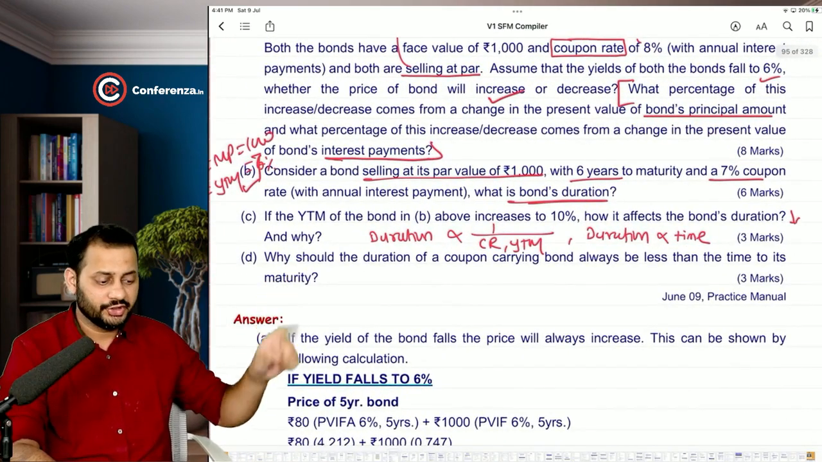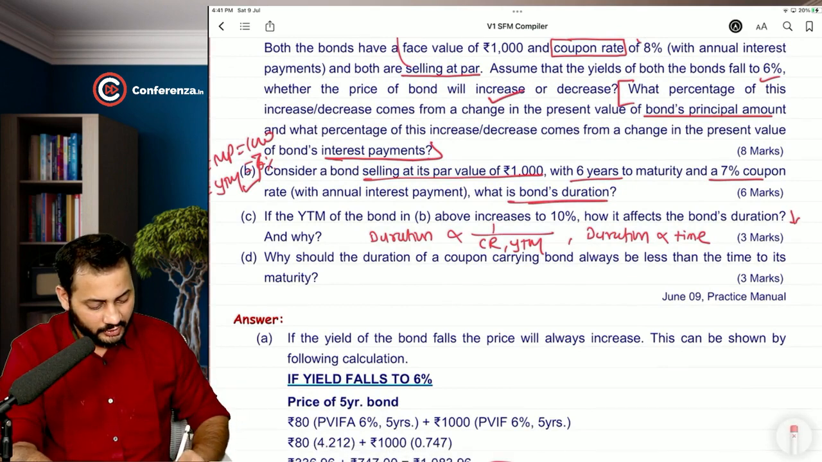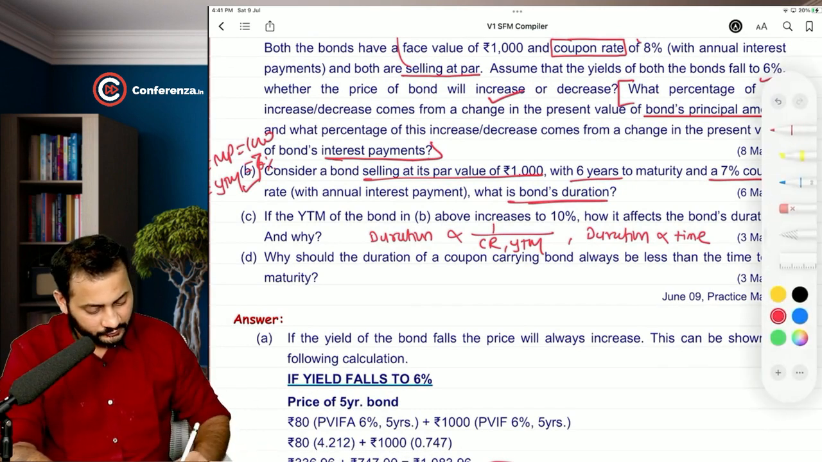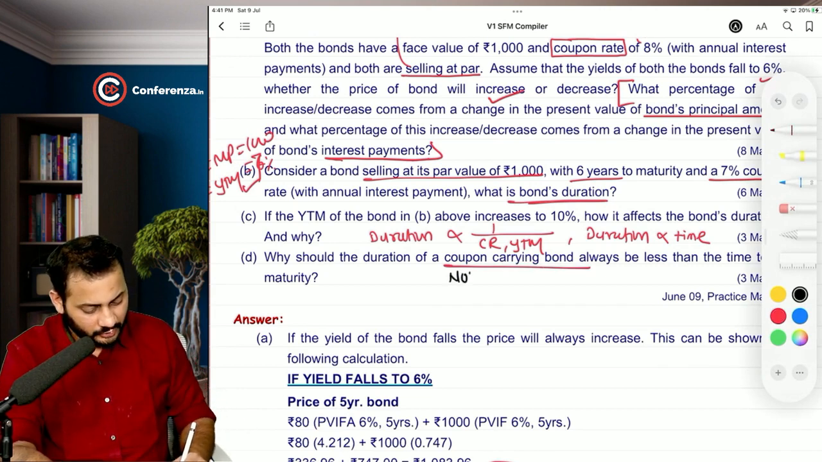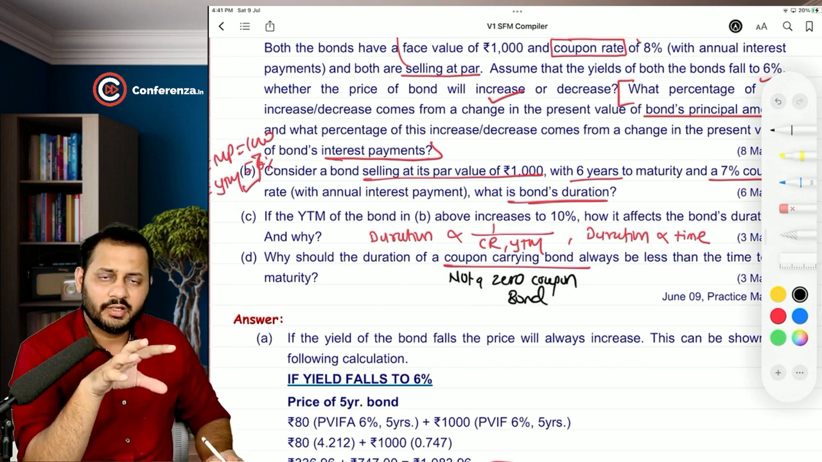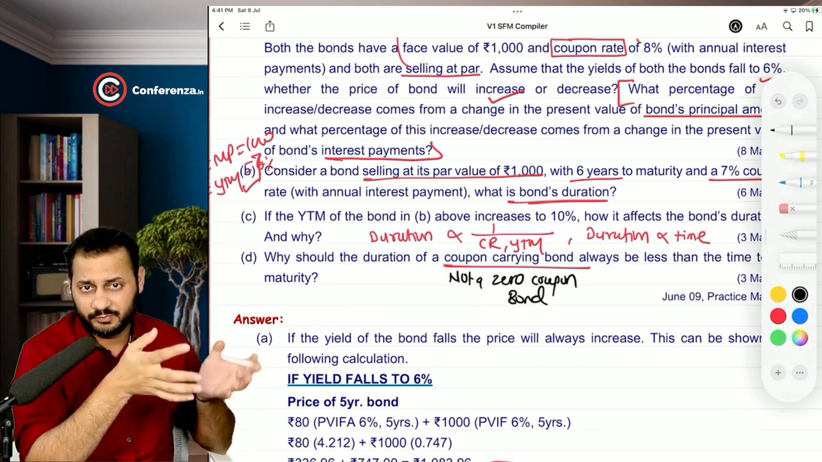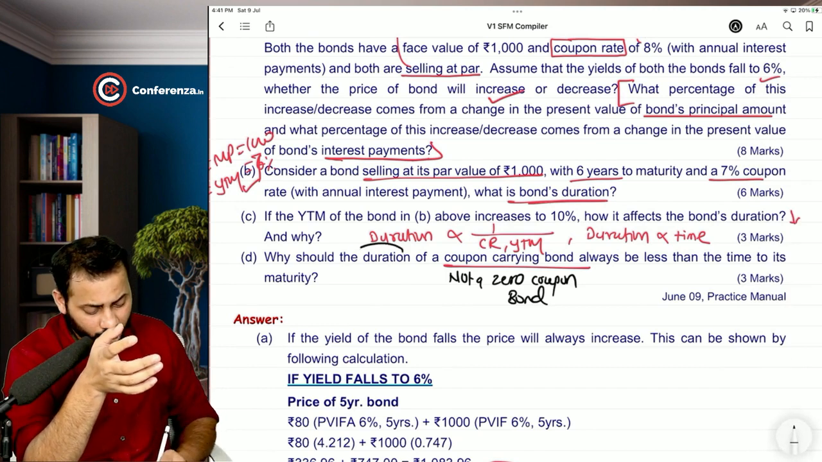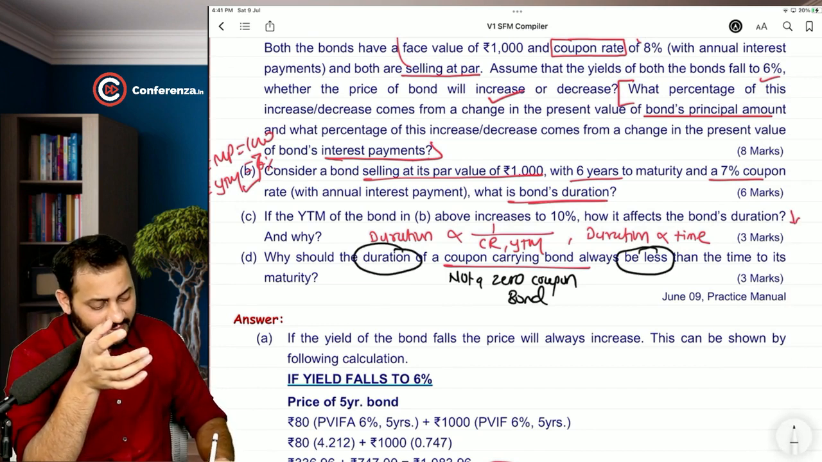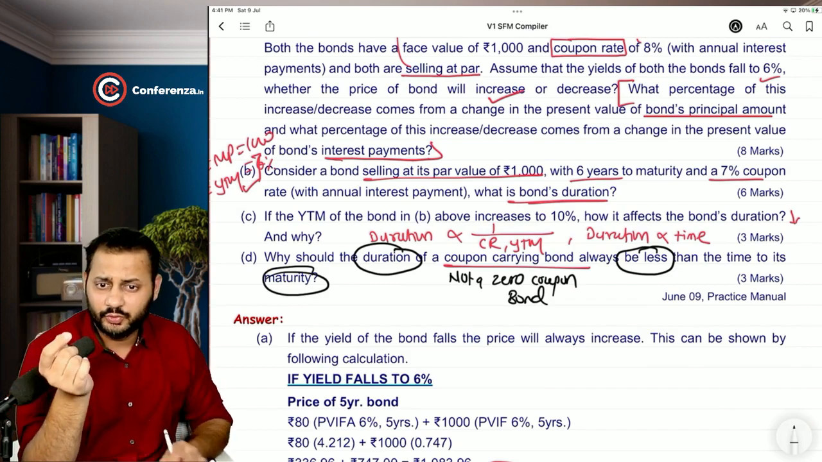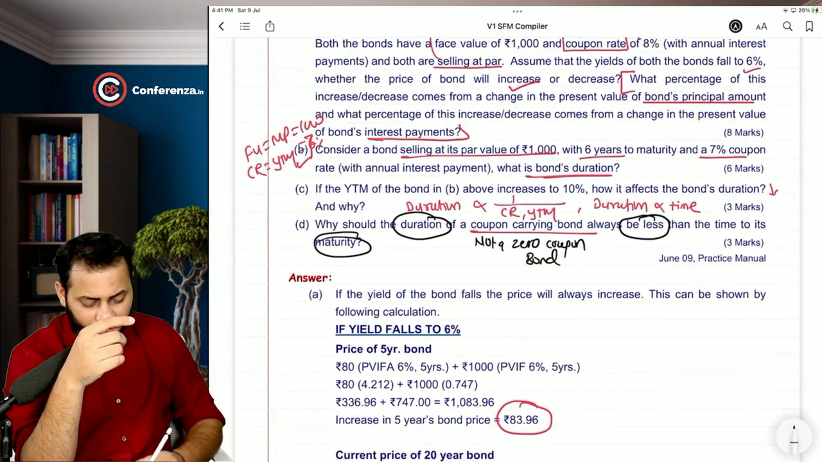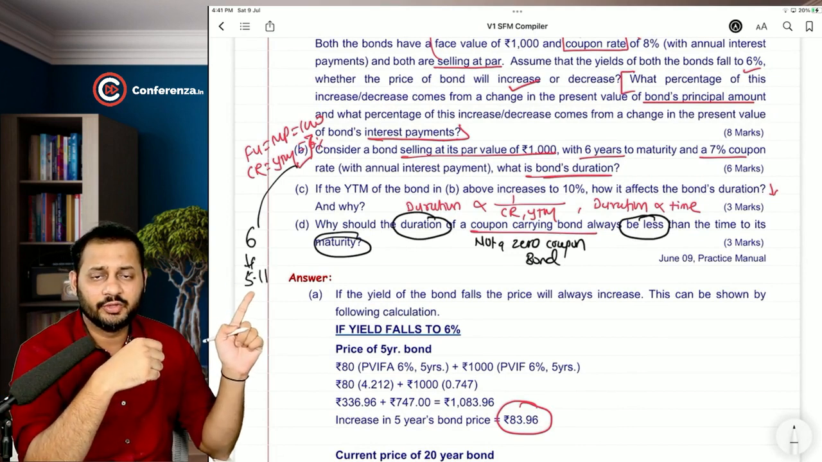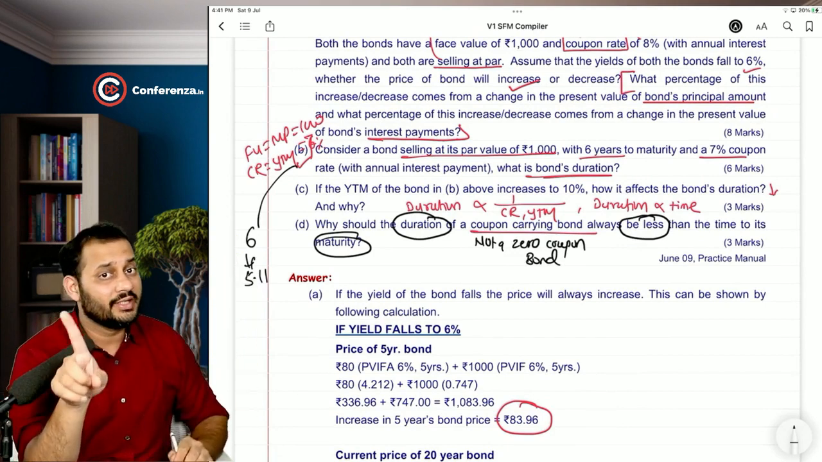Why should the duration of a coupon carrying bond, please write down coupon carrying, that means not a zero coupon bond. So this theory doesn't apply in a zero coupon bond where there are no coupons. If a particular bond carries a coupon, with some certain coupon rate, then the duration of that bond will always be less than the time to its maturity. I just told you while solving the second part that the bond's maturity was 6 years and the duration was 5.11 years. Why so? Why is the duration always lesser than the maturity in a coupon carrying bond?